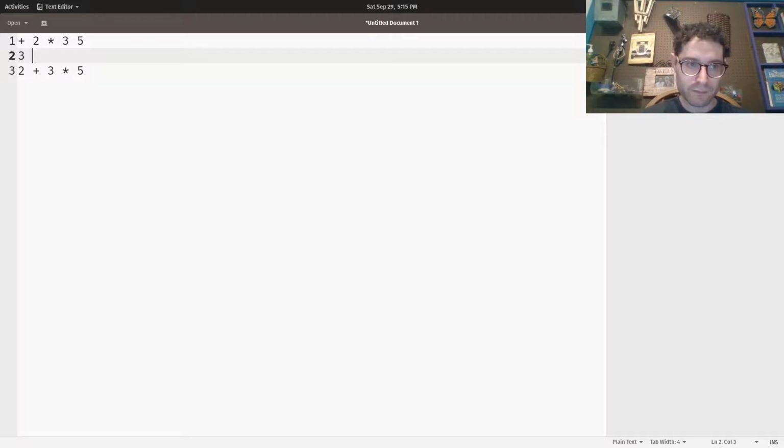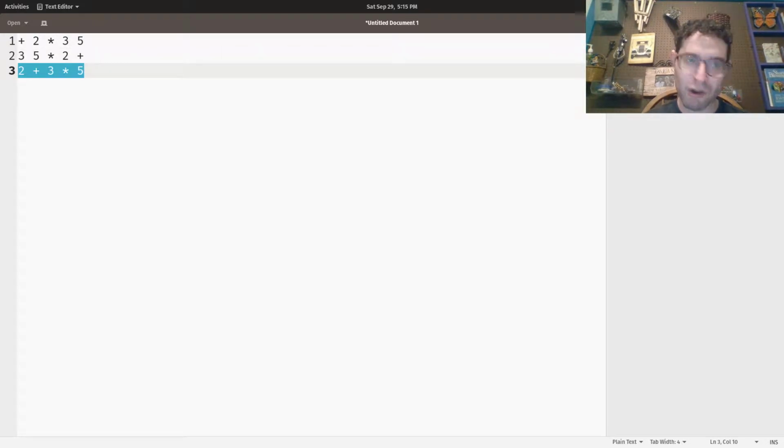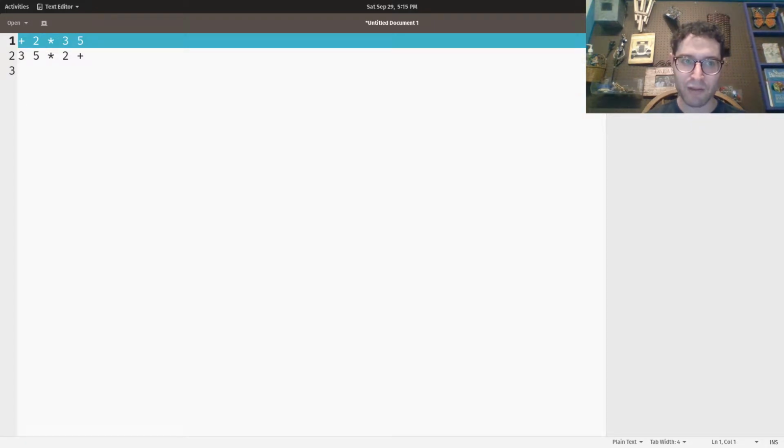3, 5, times, 2, plus. And in fact there are calculators written for doing expressions in reverse Polish notation, or postfix notation, which is a very strong way to do these things because it's completely unambiguous. You don't need any math rules because of the way it works.